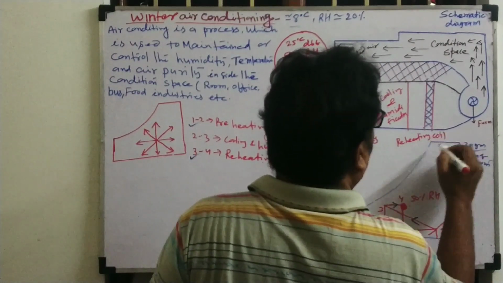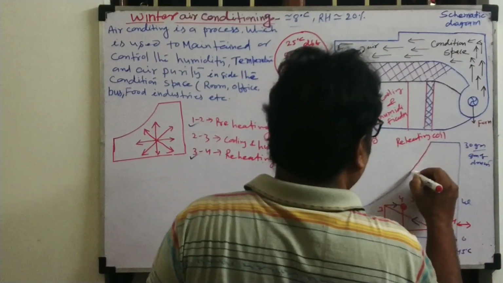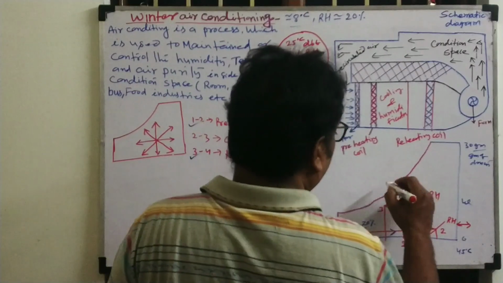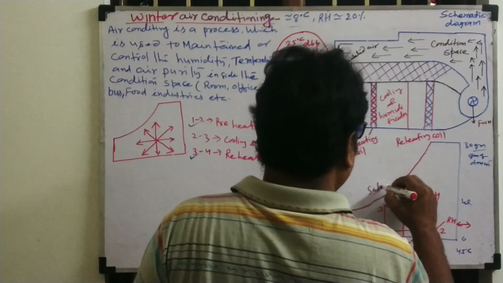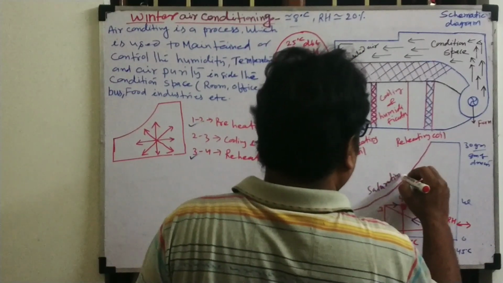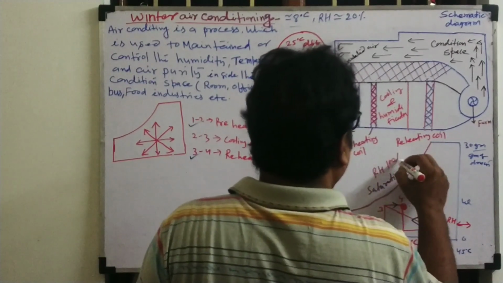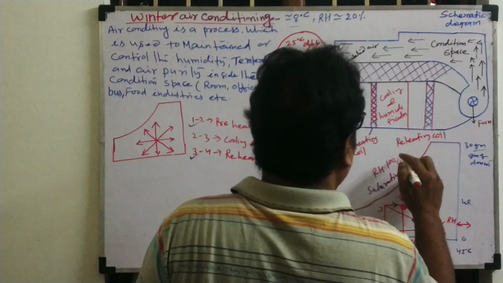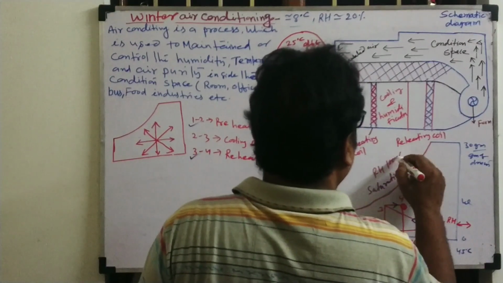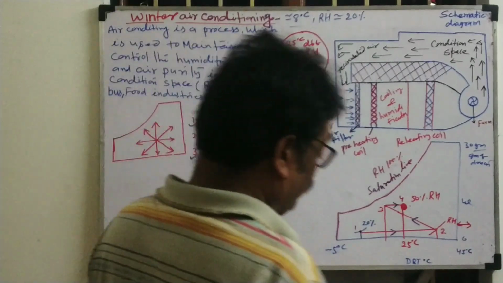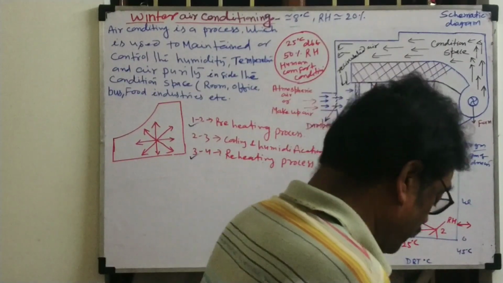This is called the reheating coil. How are we writing this? We are writing based on this psychrometric chart only. This is called the saturation line, no? Here relative humidity will be 100%. Already so many times, relative humidity will be 100% on the saturation line.